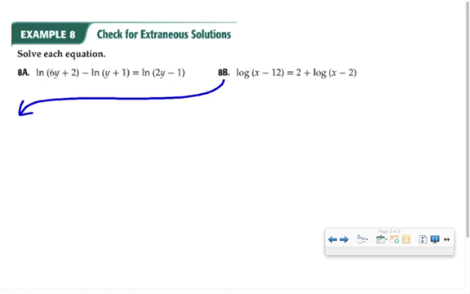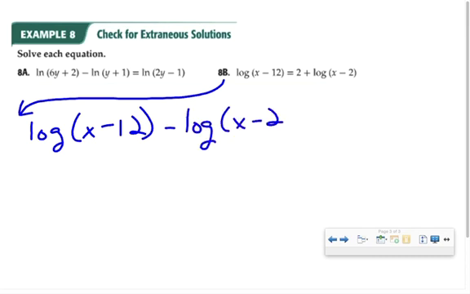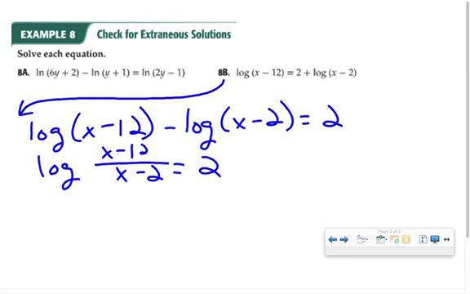Last example, part B, a little bit different. Before I go condensing anything or getting the logs out of the equation, I need to get them on one side of the equal sign, and here's why. That's the fly in my ointment. I'm going to subtract the log of x minus 2 from both sides, so I'll have log of x minus 12 minus log of x minus 2 equal to 2. And now I'll condense it. Log of x minus 12 over x minus 2 equals 2.